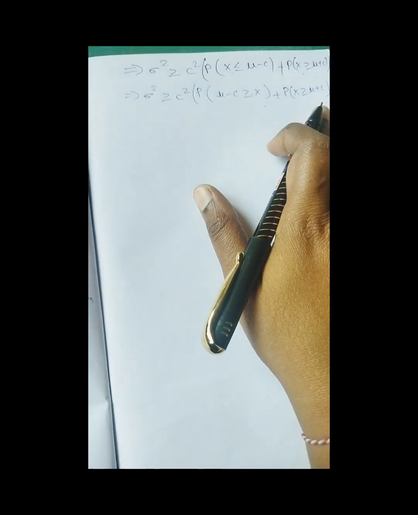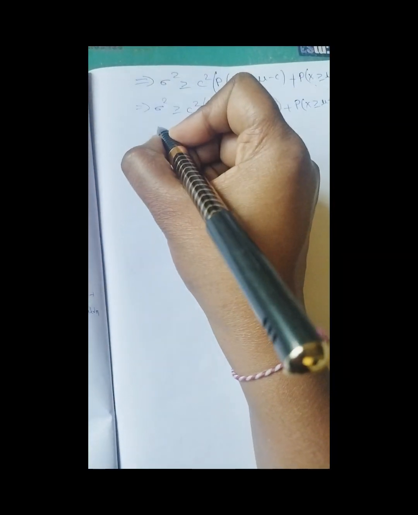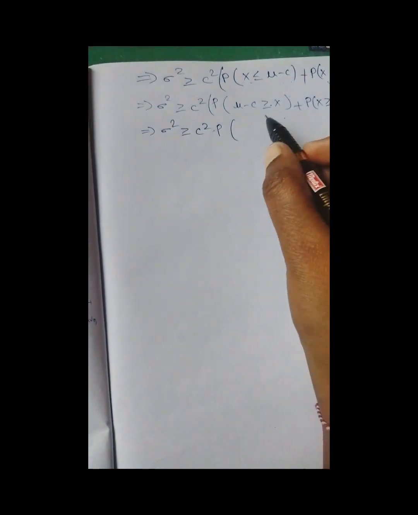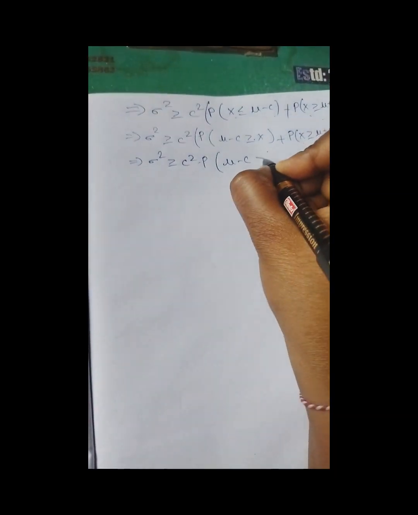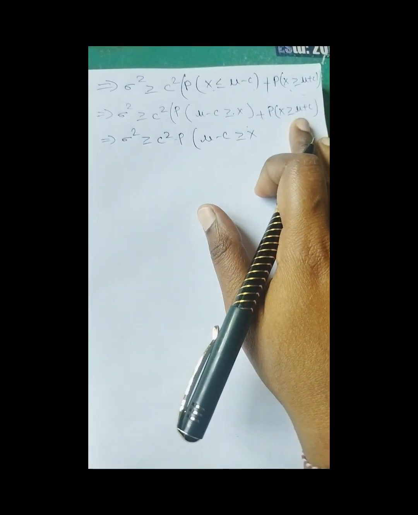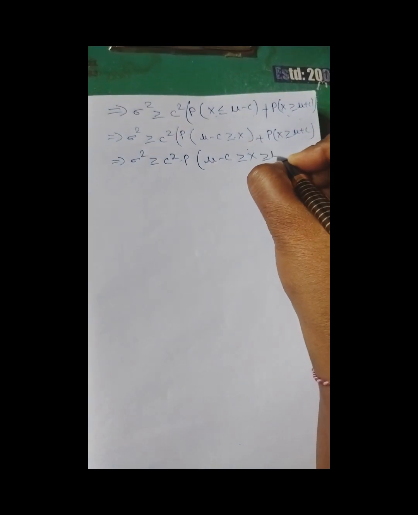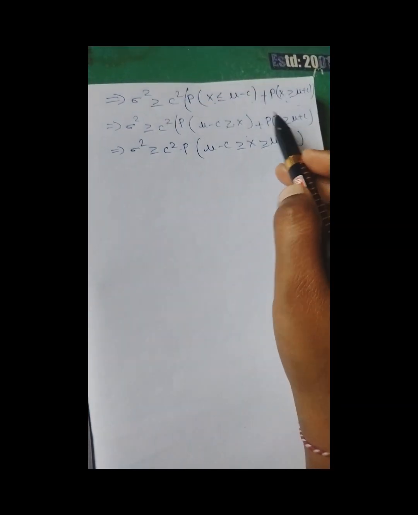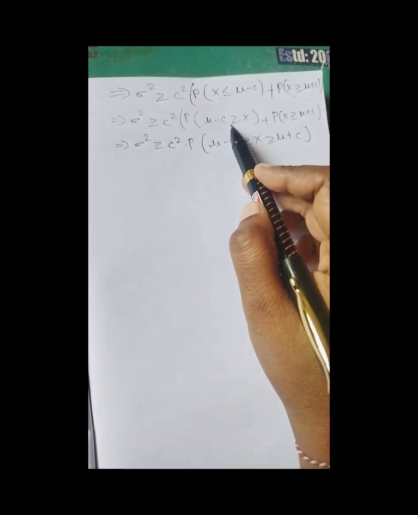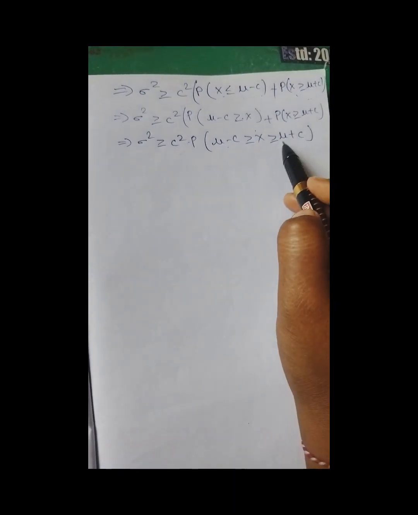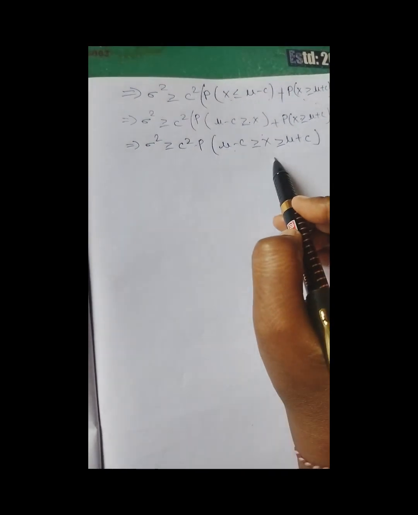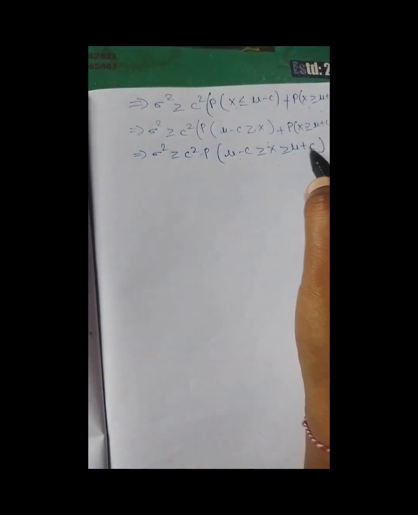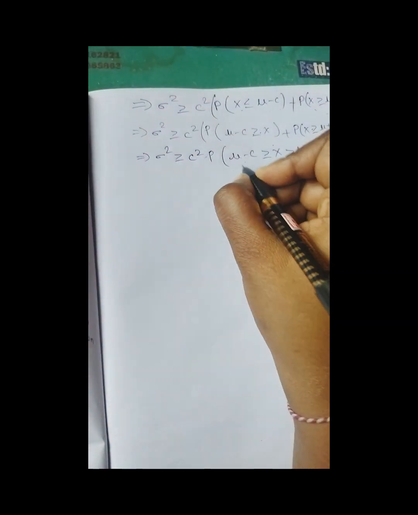Now this whole probability can be written as a single probability. So this implies sigma square greater than or equal to c square, probability of mu minus c greater than or equal to x. But here where x is greater than or equal to what? X is greater than or equal to mu plus c. So this whole probability, two terms we have combined into one term, mu minus c greater than or equal to x, where x is greater than or equal to mu plus c. Now our next step: subtracting mu on all the sides in this inequality.